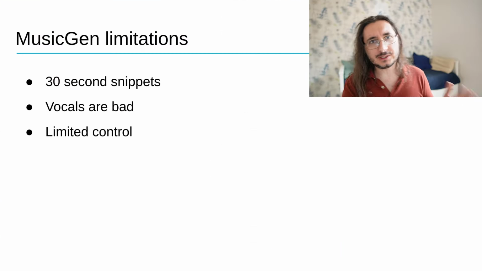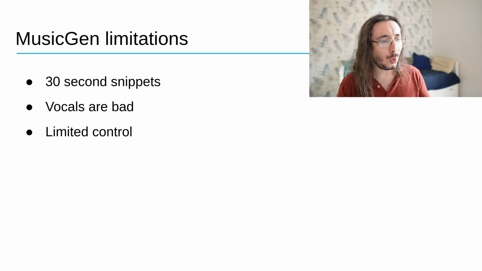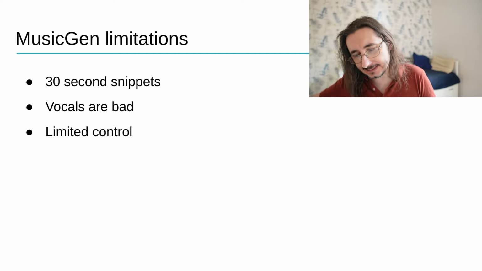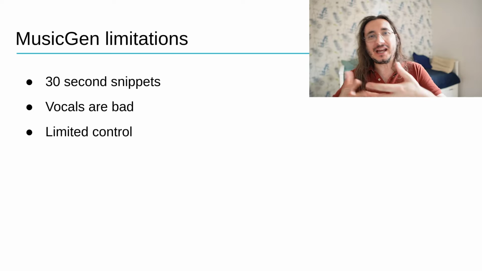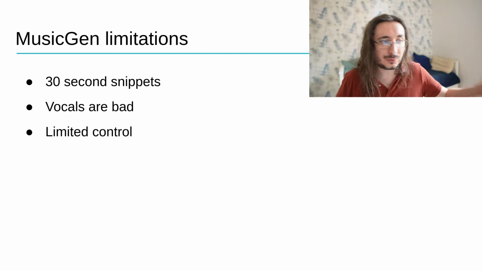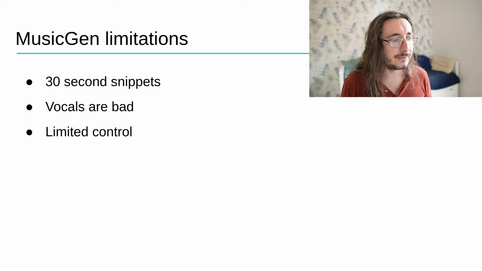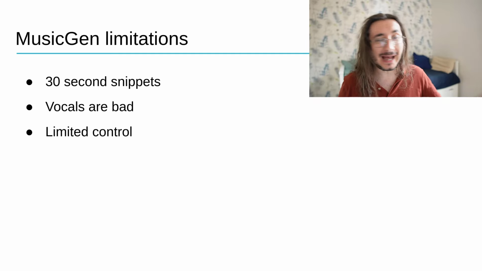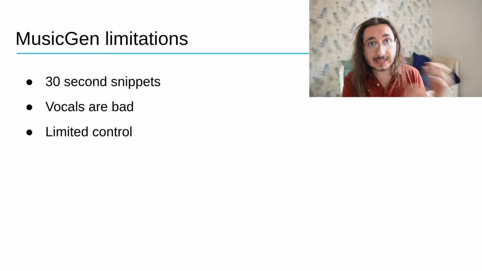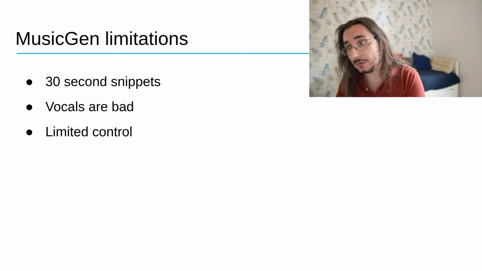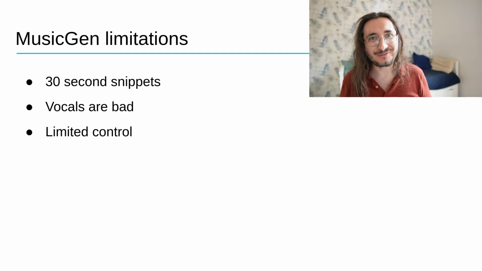MusicGen has some limitations. First of all, it can generate only 30-second snippets of music, which basically means that if you want to generate a full piece of music, you can't really use MusicGen by itself. Vocals are also quite bad, and you have limited control, because the only control you really have is the text input that you can feed into the model, or the melody, right?